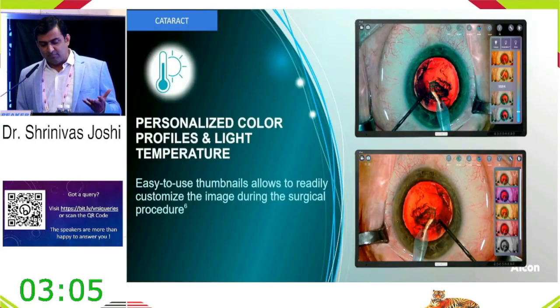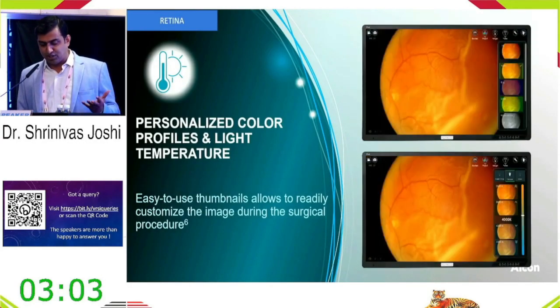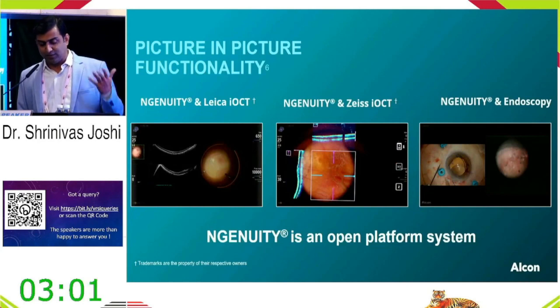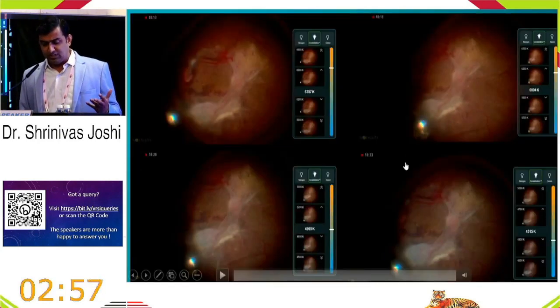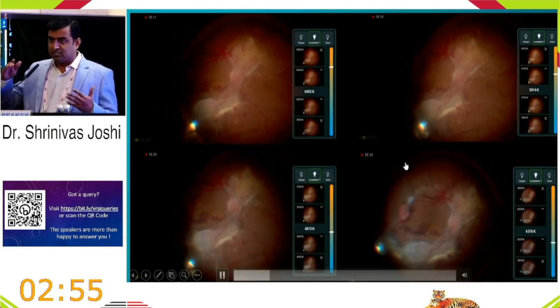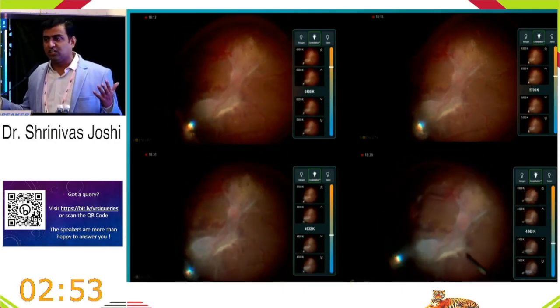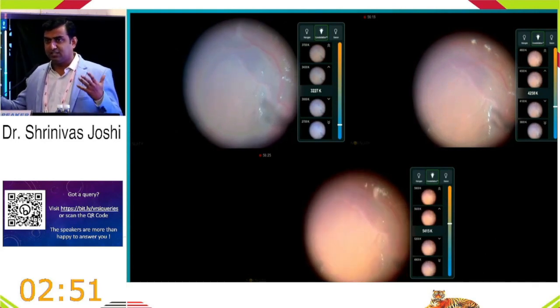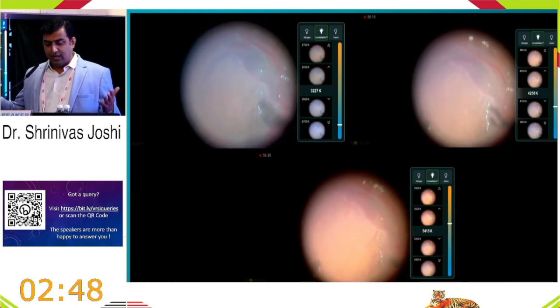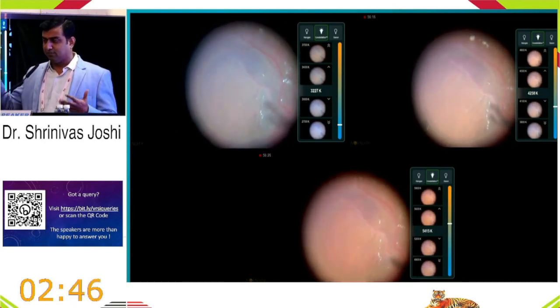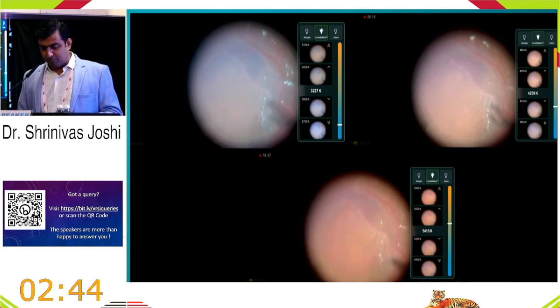So now it has come with color, light profiles, temperature. Now you can view at different levels. Now it can be integrated into the IOCT and endoscopy. You can see these videos here. I try to adjust. Just like home automation, you have hot colors and cool colors. You can definitely adjust based on phakic, pseudophakic, aphakic. You can decrease from hot to cold and see what gives the best visualization.